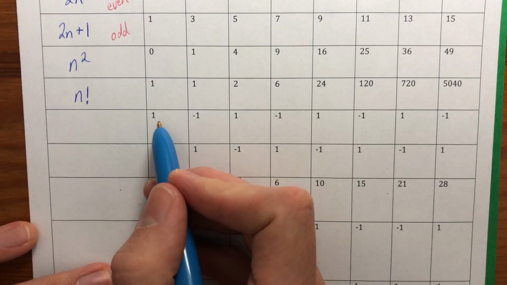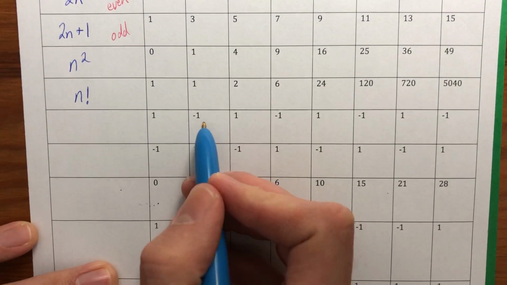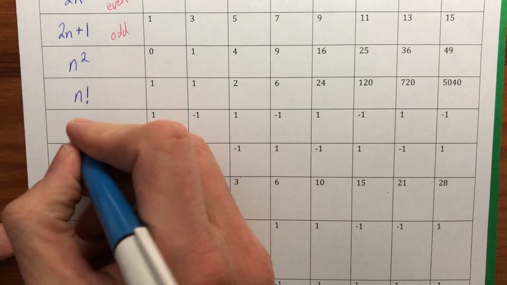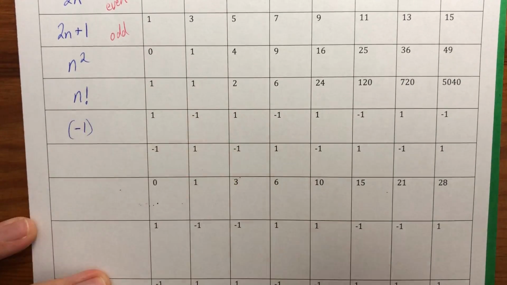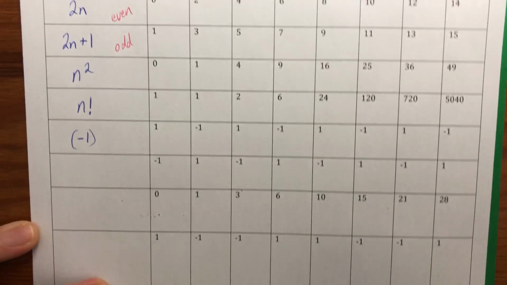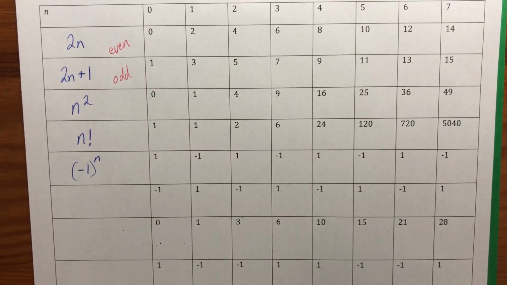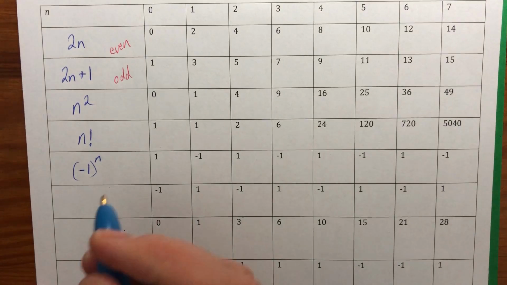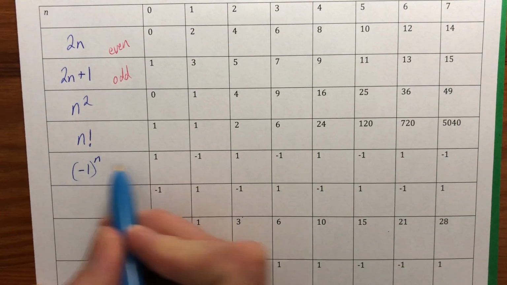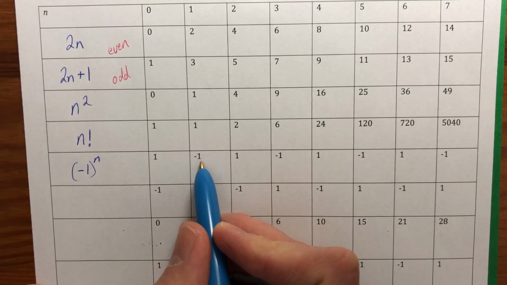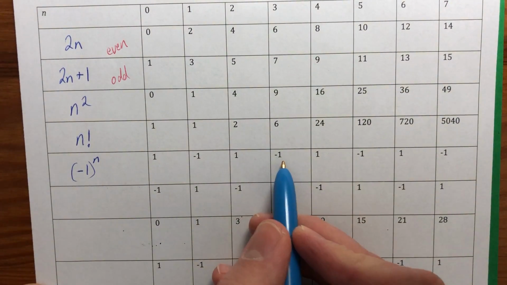alternating signs. So if it starts positive, and then negative, positive, negative, positive, negative, positive, negative, positive, negative. So it's going to be -1, but that's not really it. So -1 to what power? Well, -1 to the n power. And let's make sure it's right. Because if we plugged in a 0 right here, we'd get 1. If we plug in a 1, we'd get that. Plug in a 2, plug in a 3, plug in a 4, plug in a 5.